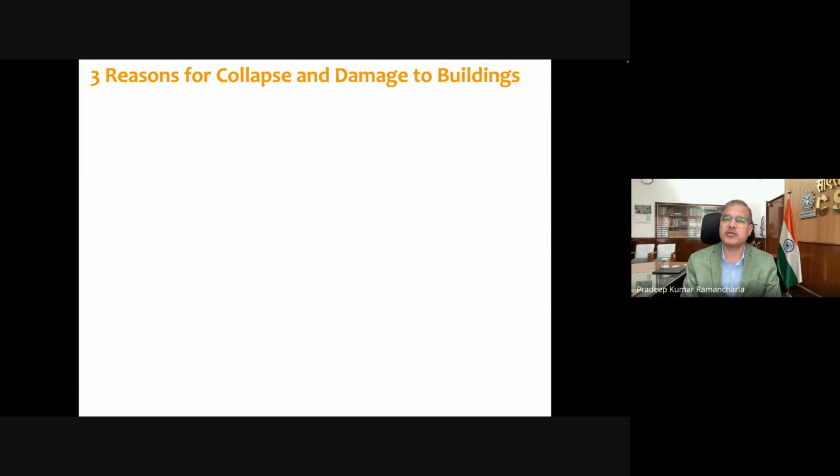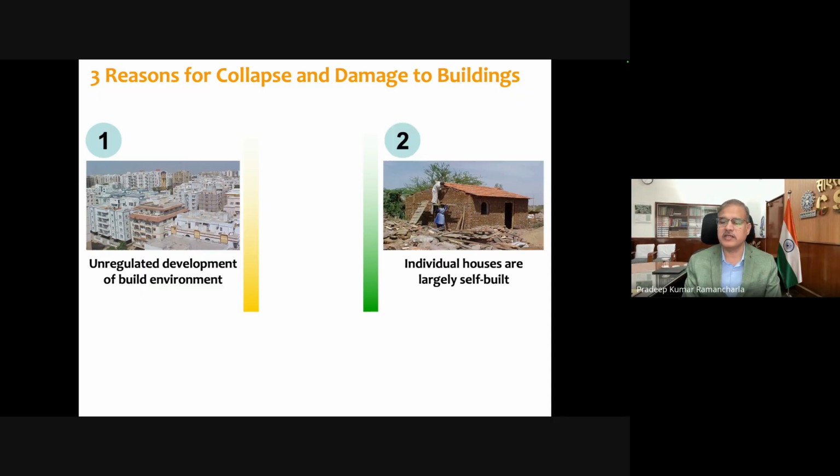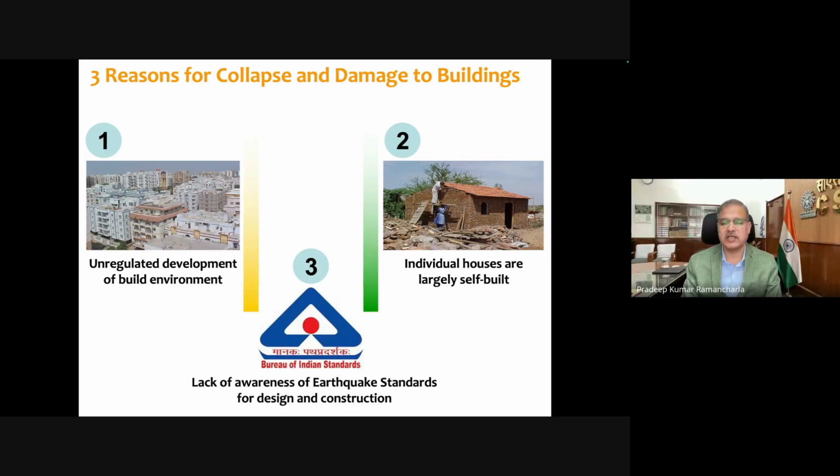When it comes to the reasons for collapse and damage to buildings, we can attribute them to, first, unregulated development of the built environment. That is one critical reason. The second is that in a large part of our country, buildings are self-built, without any engineering intervention. The third is a significant lack of awareness of earthquake standards and standards for design and construction. So these are the three key reasons.